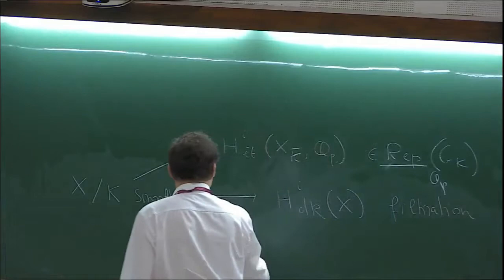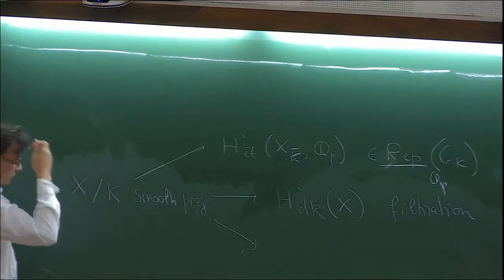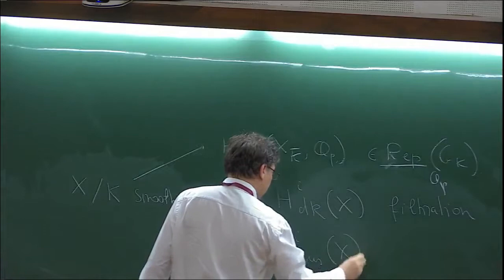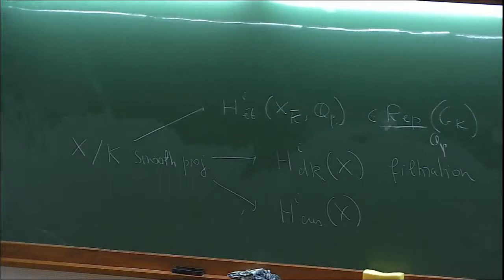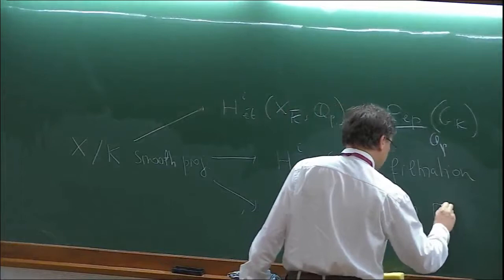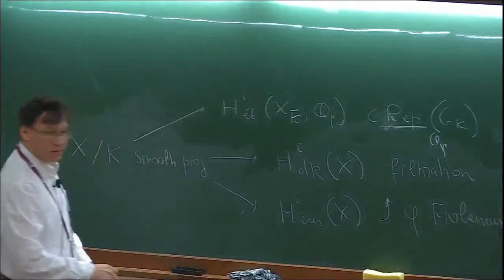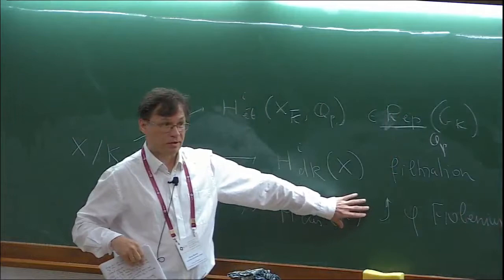And there exists a so-called crystalline cohomology of Berthelot, which has a Frobenius structure. And this cohomology, in the particular case of a p-divisible group, implicitly appears in a course of Hodge.